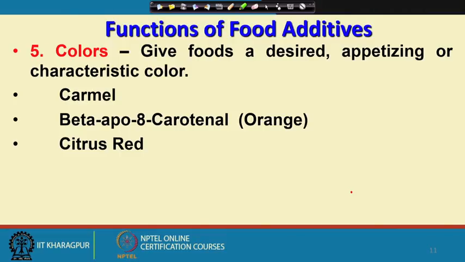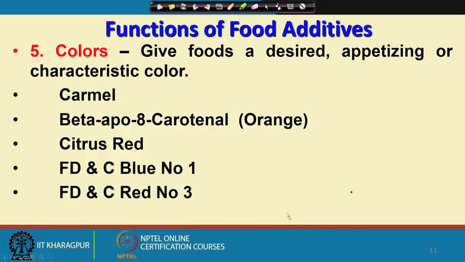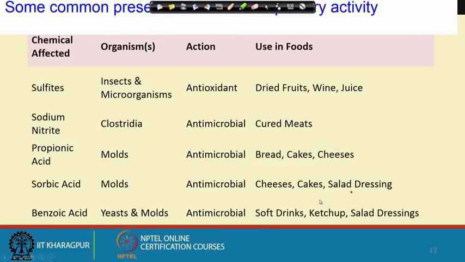Some colors that are added are caramel, beta apo 8 carotenal, which is orange in color, caramel color we just said many times, citrus red, FD and C blue number 1, FD and C red number 3, FD and C yellow number 5. These are some coloring materials, right?